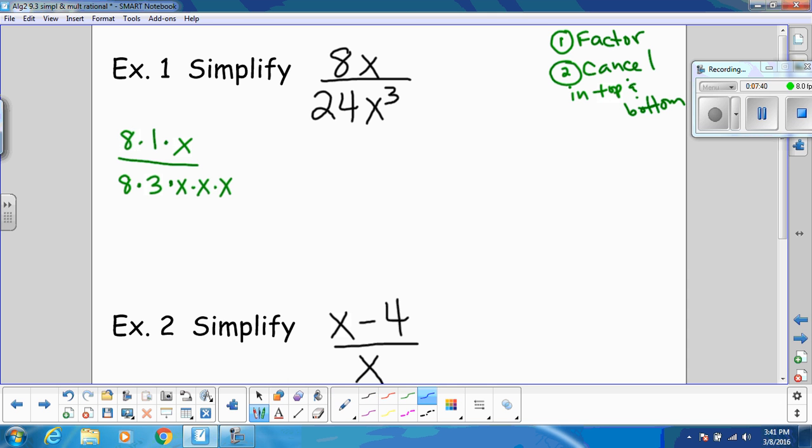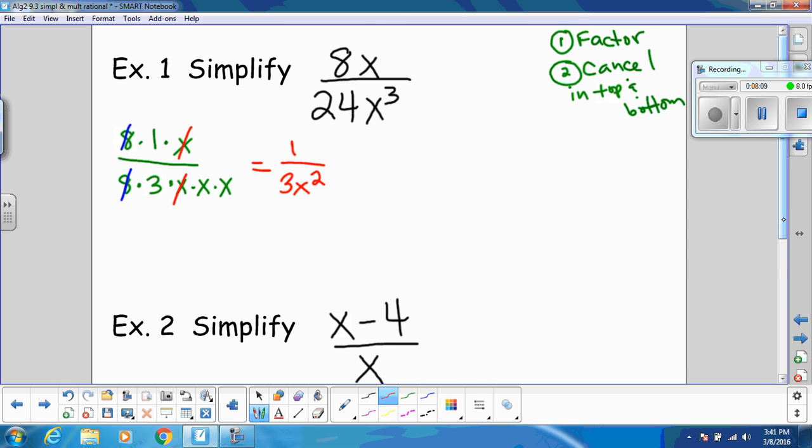So what can we cancel? So we factored it out, so what can we cancel? I can cancel the 8's and I can cancel the x's. So notice I'm using the same color to show what I'm canceling. And that's the only thing I see that's in both top and bottom. So I'm going to write my final answer as 1 in the numerator. And then down here in the denominator, I have 3 times x squared, or another way of writing that is 3x squared.